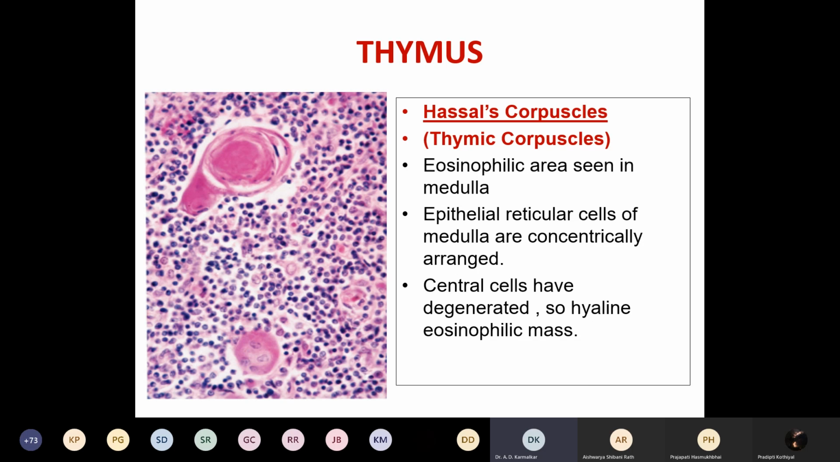Okay, so the ones which are degenerated will occupy the central place. Those which are degenerating occupy the periphery in a concentrically arranged manner. And all this together is called the Hassel's corpuscle or the thymic corpuscle, which is the classical feature of the thymus, present in the medulla. Okay, I think it is clear to all now. So whenever a question is asked what is the Hassel's corpuscle, simply say it is an aged, degenerated epithelio-reticular cell. Okay, that's the answer for that.